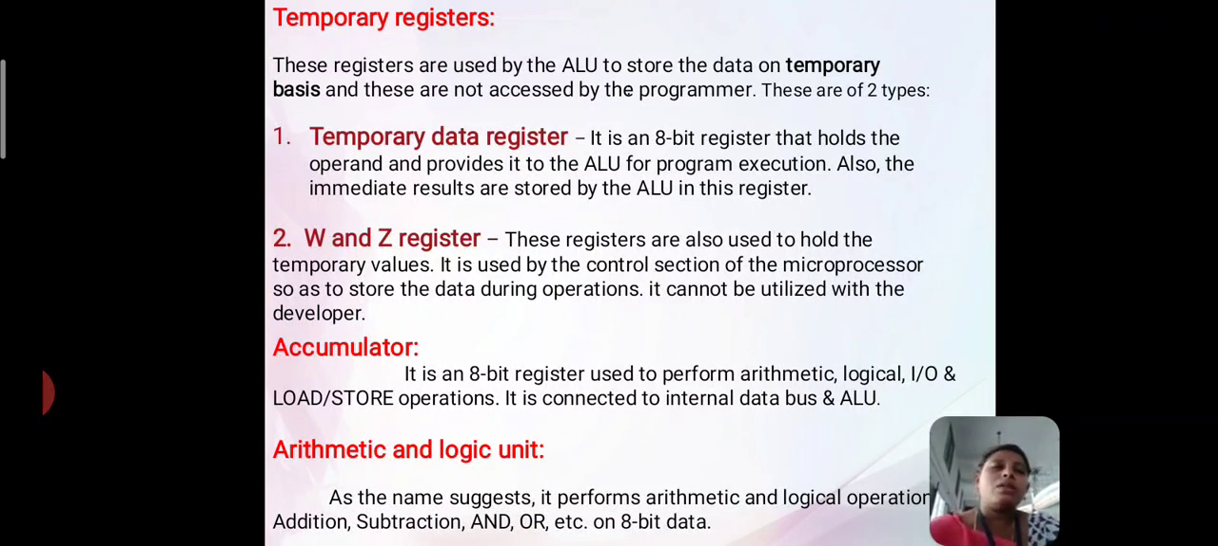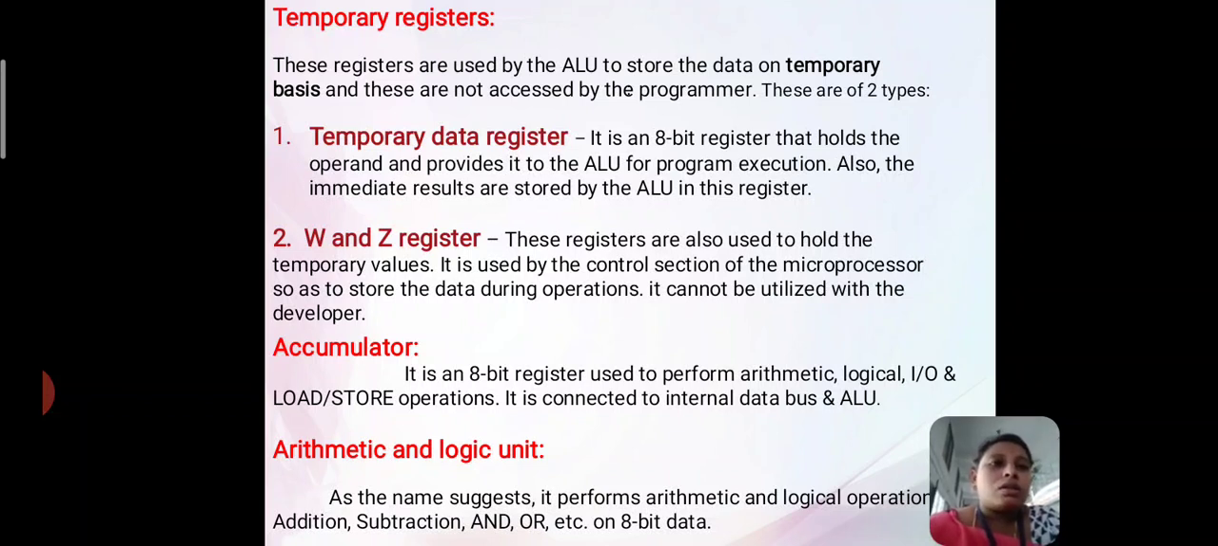Here, operand means, for example, if we are adding two numbers or two values, that means 1 plus 2. We are adding 1 plus 2. That 1 and 2 indicates the operands. So it holds the operands and provides them to the ALU for program execution.